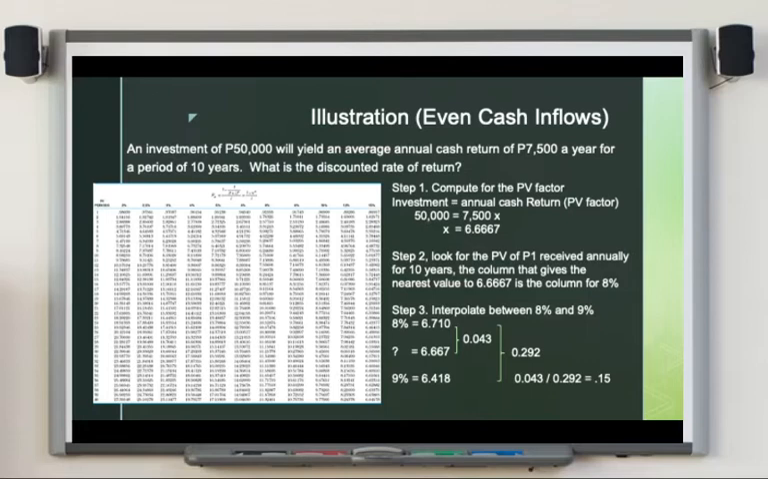Okay, so if this is 8%, we simply add that 0.15 to 8%, and we will arrive at 8.15% as our internal rate of return. If you wanted to use 9%, which is below the computed present value factor of 6.667, you simply deduct, and that is 9% minus 0.85. You will still arrive at 8.15%.